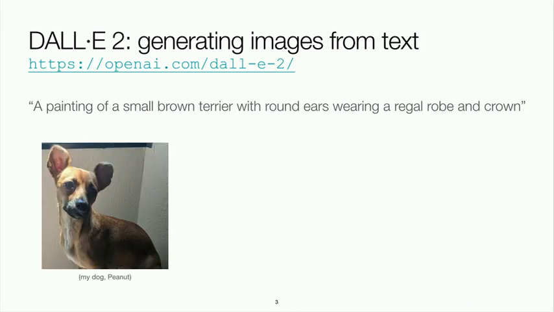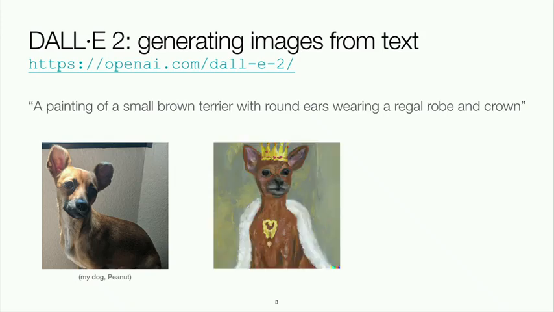This is not the image that DALL-E generated, but I really wanted something that would imagine my dog as some kind of king. Once you feed in the sentence, the system generates a whole bunch of different things based on what you asked for. And one of them actually turned out to look quite a bit like my dog, Peanut. So this is one of the paintings that DALL-E generated for me, and I thought this was really quite impressive. My plan is to print this out, frame it, and hang it up on my wall, because I think it's quite nice.